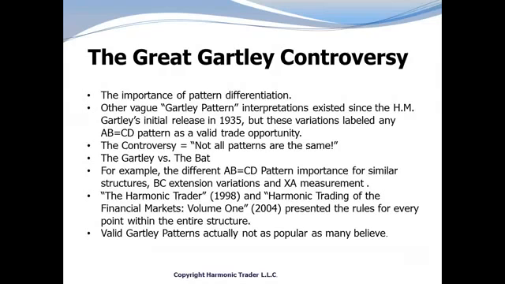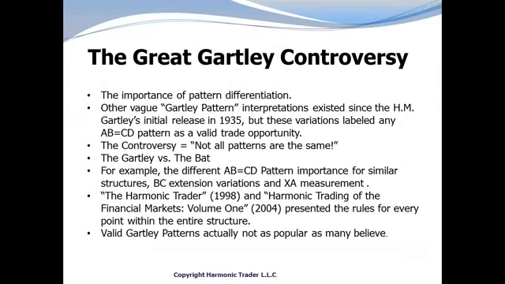Other vague Gartley interpretations existed since H.M. Gartley's initial release in 1935, but these variations labeled any AB equals CD pattern as a valid trade opportunity. This controversy lies in the fact that not all patterns are the same. Within the harmonic trading approach, the Gartley and the BAT are two similar M and W type patterns that possess different ratio alignments and specific strategies for turning patterns into profits.